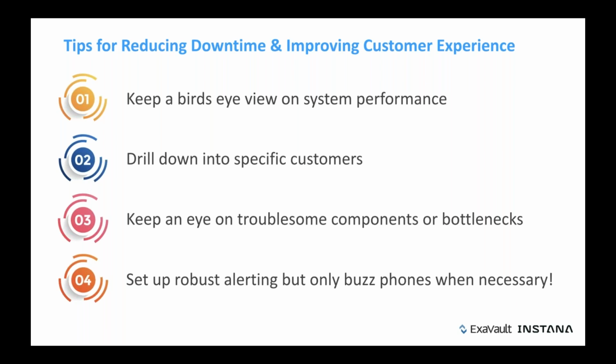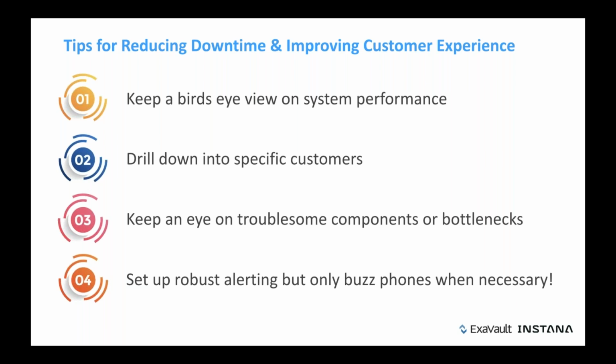Three, keep an eye on troublesome components or bottlenecks. This is where application perspectives come in really handy for us, because we can look at something specifically that we know is a critical piece of our architecture that needs to be performing well, or we can call out a specific customer. We know they've had problems, or they're a very high value customer. We can keep an eye on them.